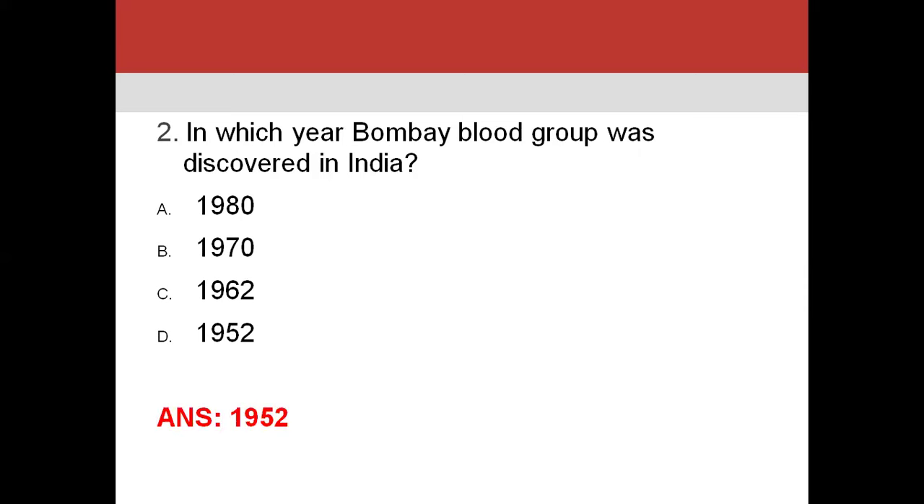So if you see the Bombay blood group, it is also called the HH blood group. That is a rare blood phenotype. It was first discovered in Mumbai, that is in Bombay. It was discovered by the scientist Dr. Y.M. Bhende in the year 1952.